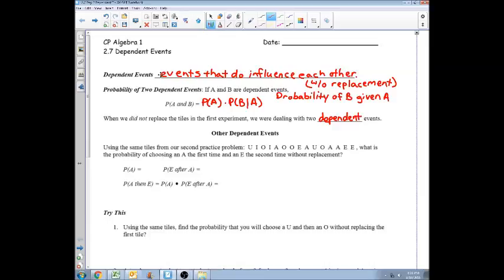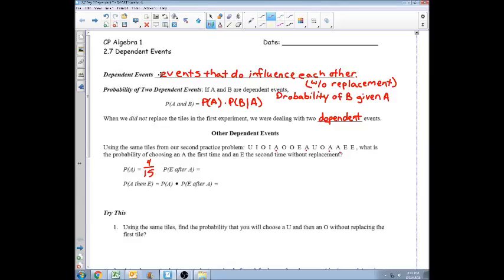Okay? Other dependent events. Using the same tiles from our second practice problem, that was on our independent events. What is the probability of choosing an A the first time and an E the second time without replacement? So the probability of A, we just need to find out how many A's there are. Well, there are 1, 2, 3, 4. So there are 4 A's. How many total items were there? The other day we found out there were 15 in these tiles, so it would be 4 out of 15.